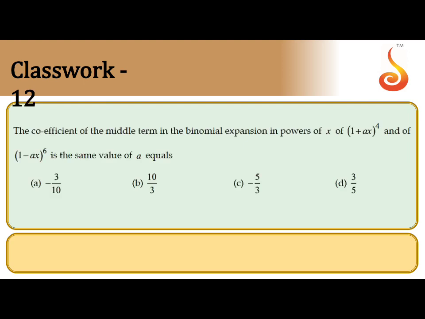The coefficients of the middle terms in the binomial expansion are equal. Then what is the value of n? So the middle term is required here. The first expansion is (1 + ax) whole power 4. You can take the middle term because it is an even power. Here also the middle term. I will solve the question on the next page. It is convenient for us.